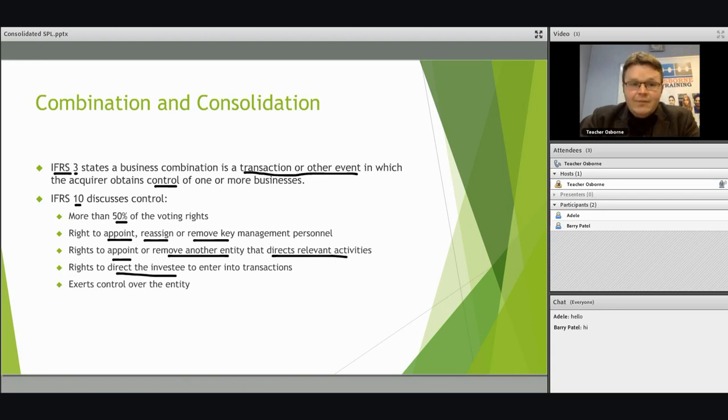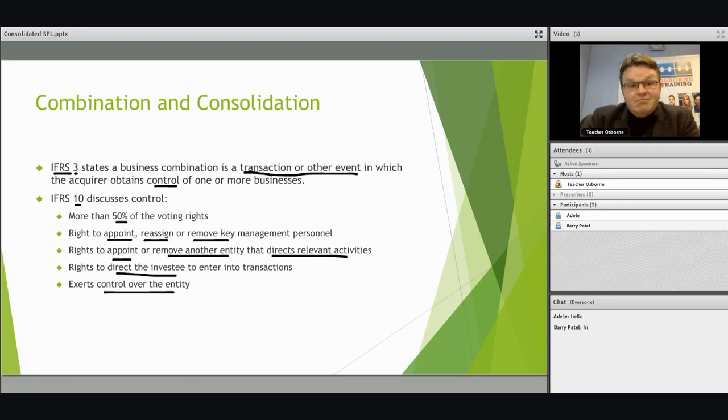And the next thing that it says is you have the right to direct the investee. So the investee is the company, right? So to enter into transactions. So, for example, if you're a company and you have a 30% share in a company, you can say to that company, I want us to start producing cars. And if they say, okay, we have to do that because you said so, you have control.